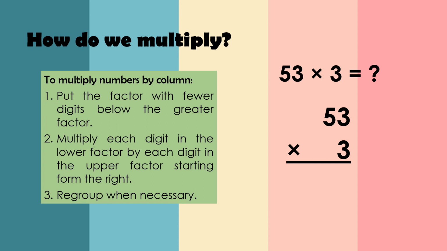Second, multiply each digit in the lower factor by each digit in the upper factor starting from the right, and regroup when necessary. So we'll start with 3 times 3 equals 9, followed by 3 times 5 equals 15. So 53 times 3 is equal to 159. Let us have another example. What is the product of 417 multiplied by 2?